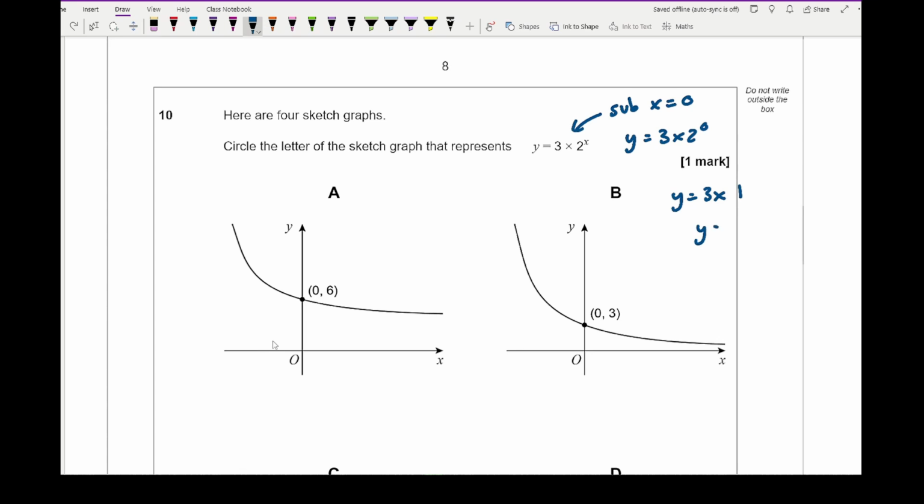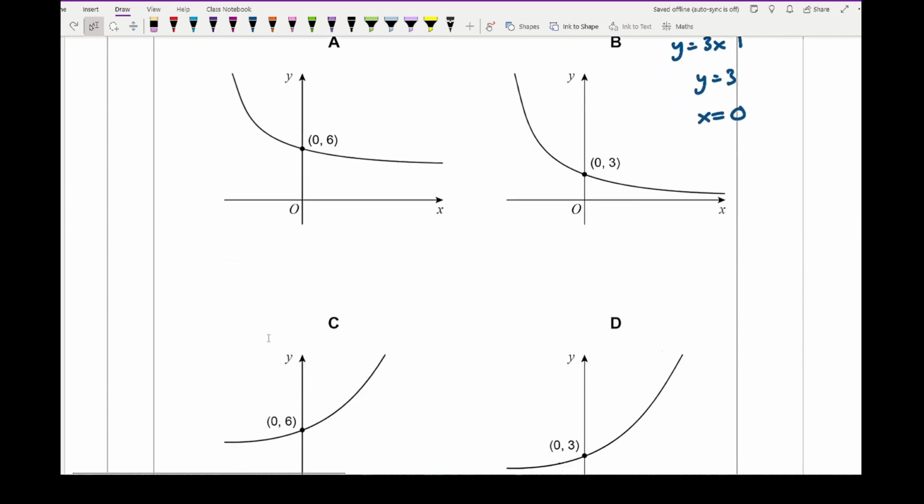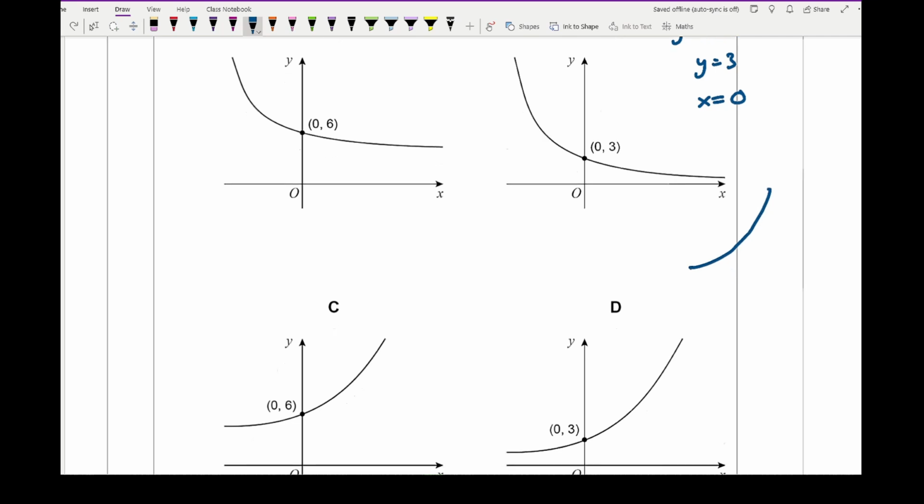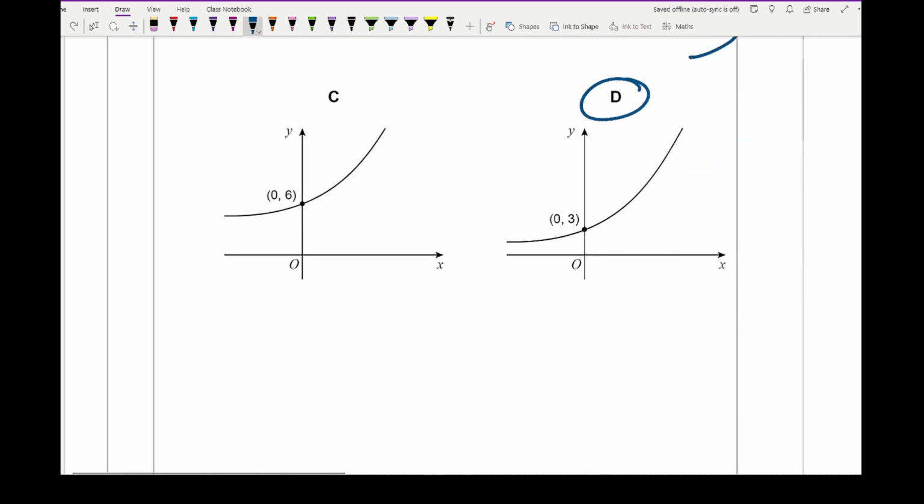So I'm looking for a y ordinate of 3 and an x ordinate of 0, and I'm also looking for a graph, so it's either going to be B or D. And with this, we're looking for a graph that goes in this shape. So the answer I want to circle is going to be D.